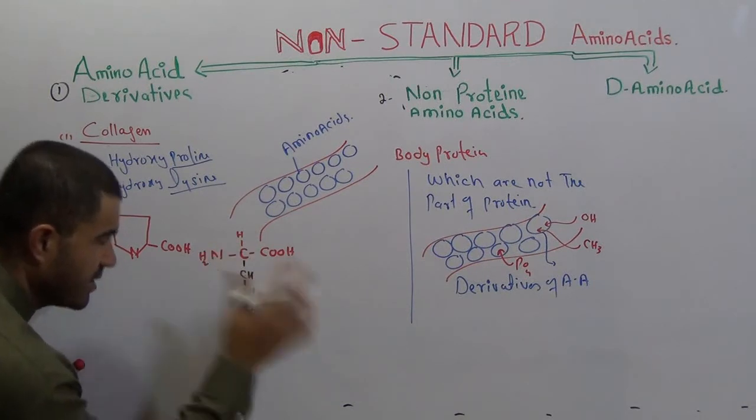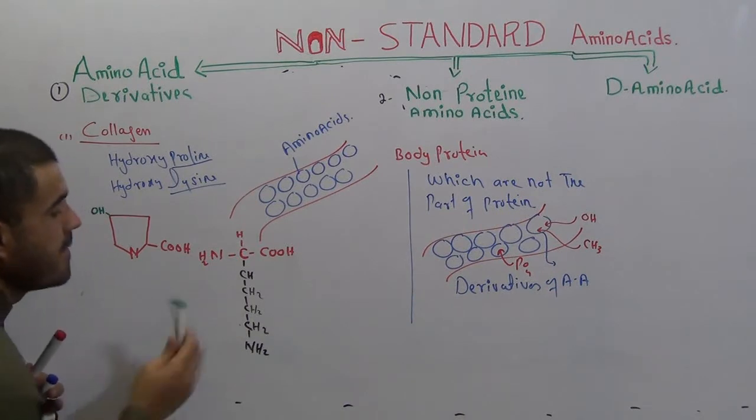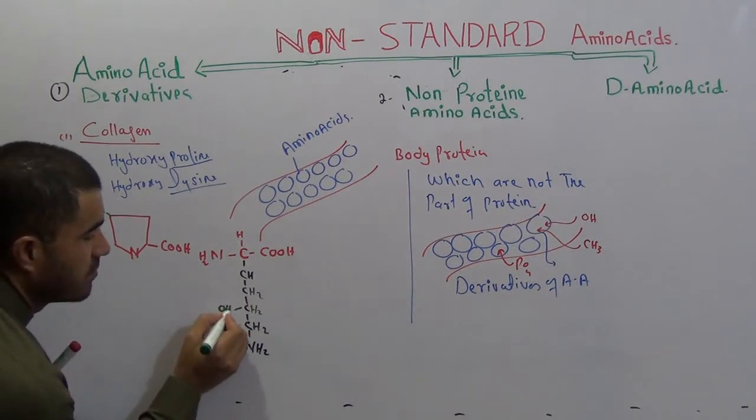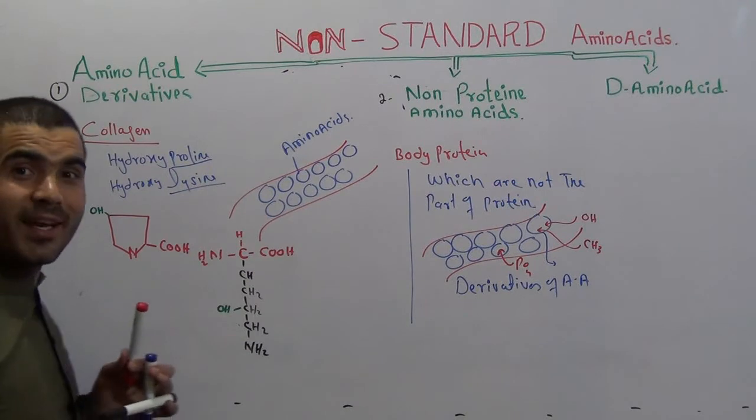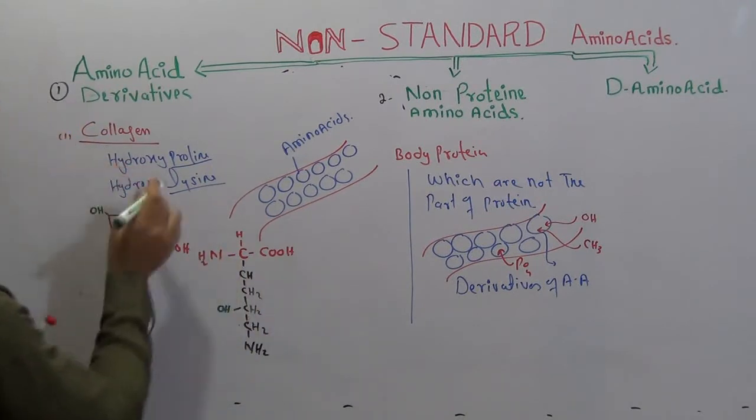And CH. Fine, this is the structure of lysine. If we add an OH, this becomes hydroxylysine. So it's again a derived amino acid. So that's what we got.